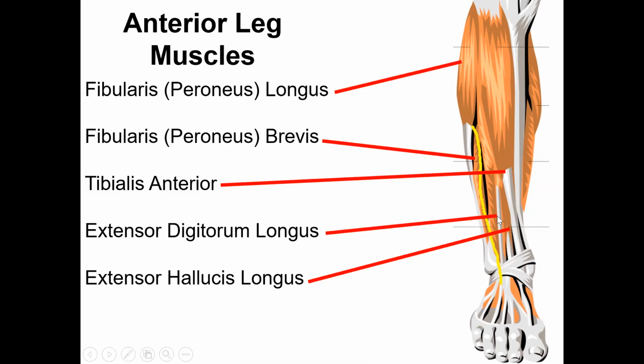Okay, so extensor digitorum longus extends, or think about fanning out the toes. Extension is going to be raising or fanning the toes out. And then extensor hallucis longus is extension or fanning of the great toe or the big toe specifically.